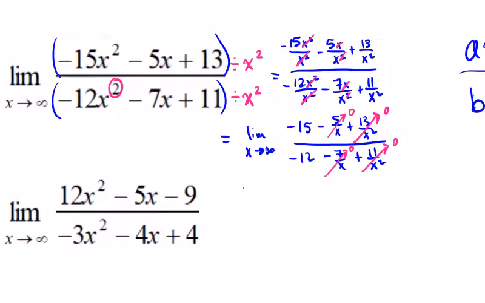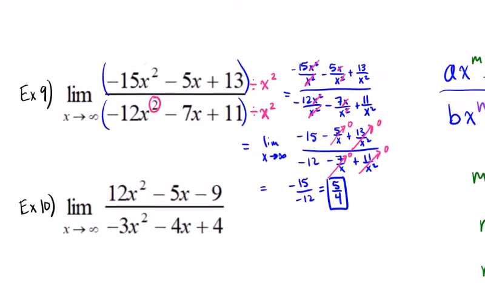So all we're going to have left is negative 15 over negative 12, right? And we can reduce that to, if we divide both sides by negative 3, we get 5 over 4. Okay, so that's our final answer.